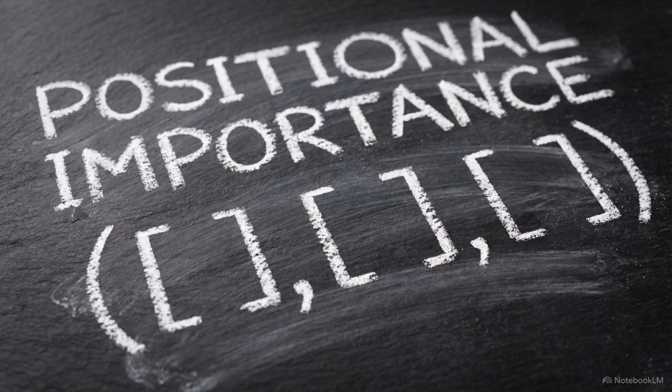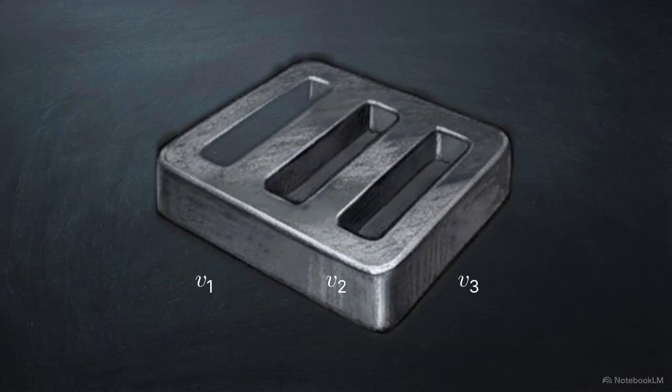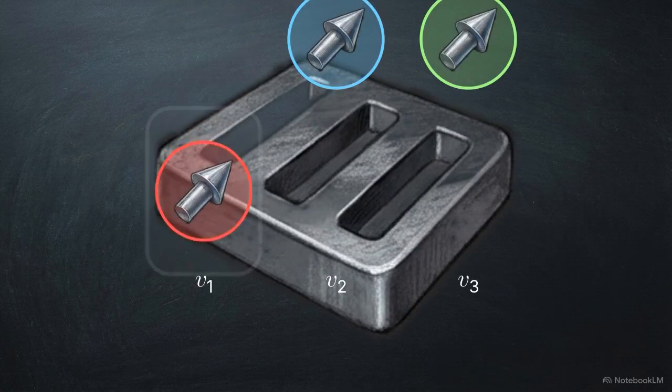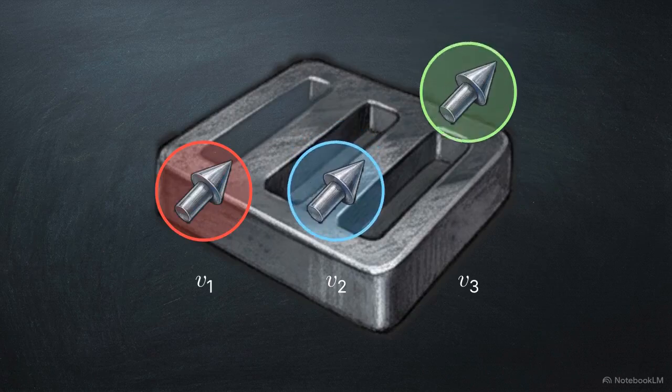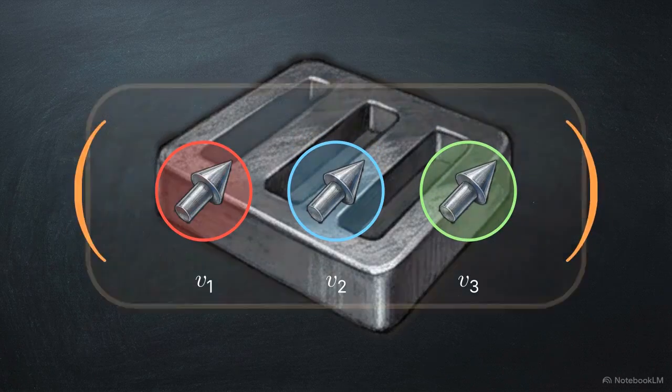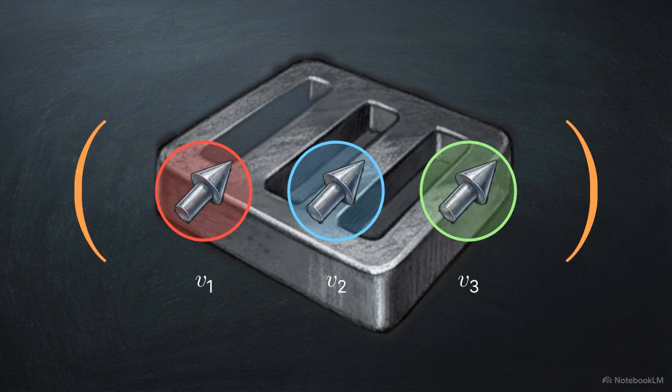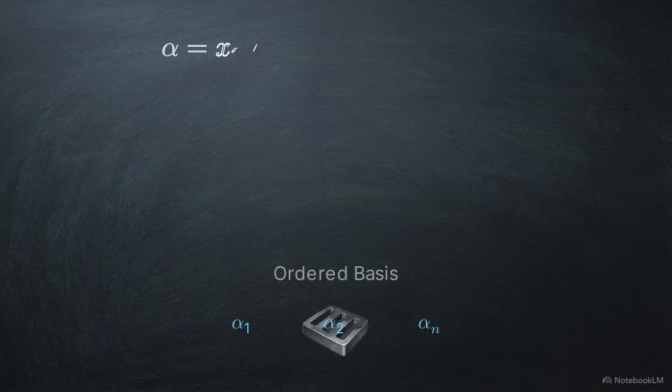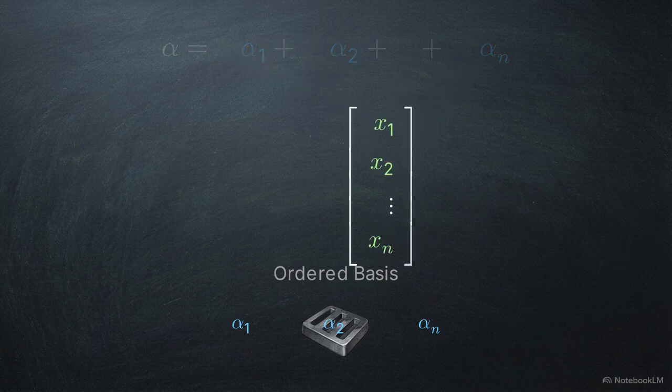Because an ordered basis is a sequence, every element occupies a specific fixed position. The first vector is strictly the first, and the second is strictly the second. This equation shows how an ordered basis works. A vector alpha is constructed through a unique linear combination of basis vectors. The specific scalars, x1 through xn, are the coordinates. Extract these exact scalars and stack them sequentially to construct the coordinate matrix.